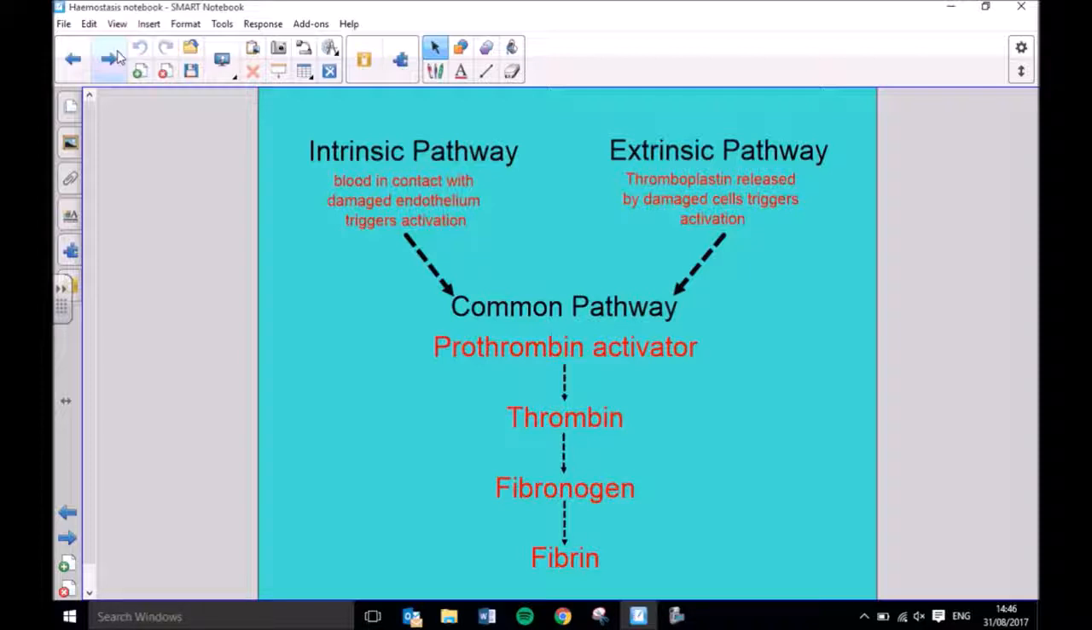So prothrombin activates an enzyme called thrombin. And thrombin then goes on to activate another protein called fibrinogen, which then causes fibrin to be formed. So they go in that chain. And fibrin is the key to the clot. It's the key to what holds this all together.